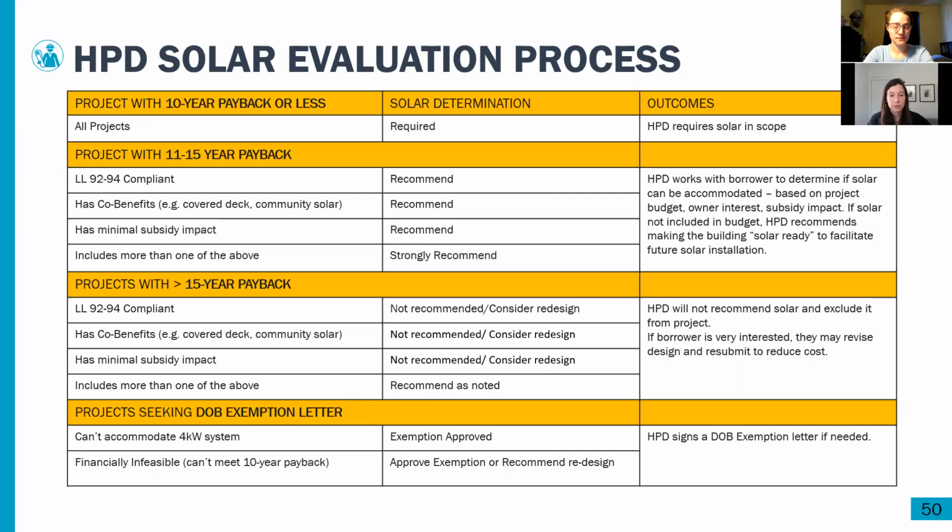And then for projects with new roofs or replacing a roof deck that have to comply with Local Law 92 and 94, if they need an exemption because the roof cannot support at least 4 kilowatts of solar, or the payback period is over 10 years, then the exemption will be approved and HPD can send that DOB exemption letter.